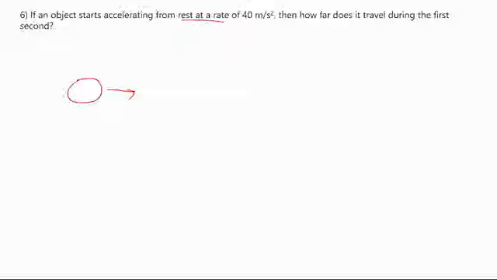Now it says it's starting from rest. So if we're going to do the x-axis, that means that going to the right is positive and going to the left is negative. Okay? So when it says from rest, that means that the initial velocity is what? 0.